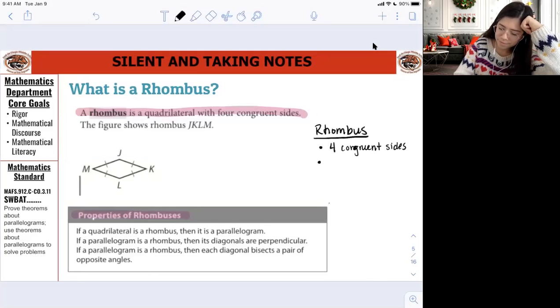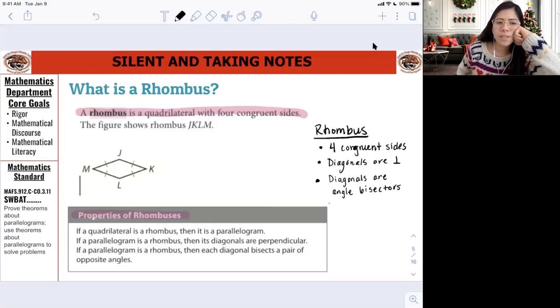Thank you. Okay, so 4 congruent sides, diagonals are perpendicular, and the diagonals are angle bisectors. What does that mean? What does that mean? Angle bisector.